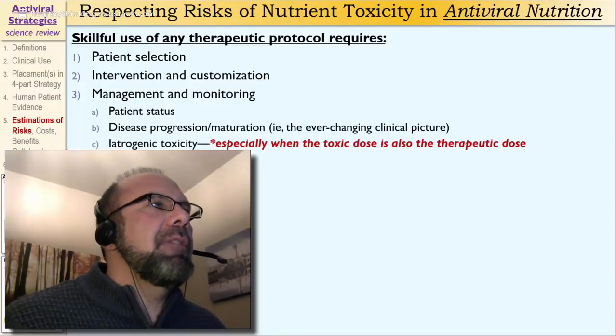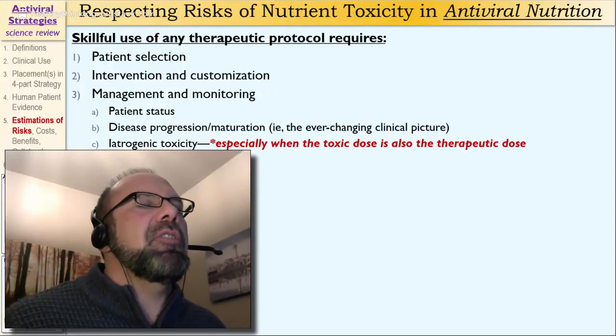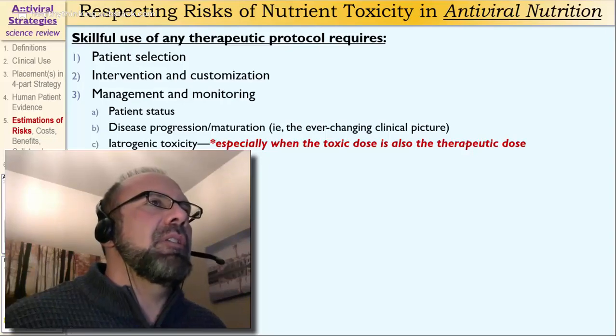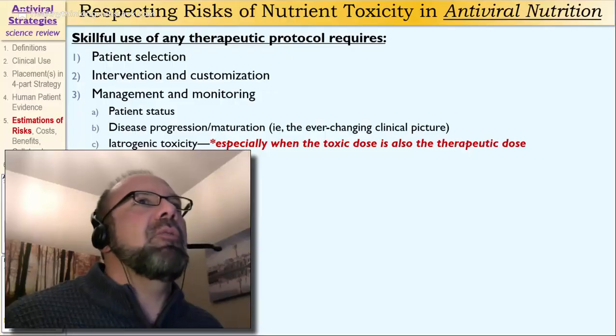Iatrogenic toxicity is what I'm going to focus on in this presentation right now, especially when the toxic dose is also close to the therapeutic dose. That's a very important circumstance in which we really need to know what we're doing.